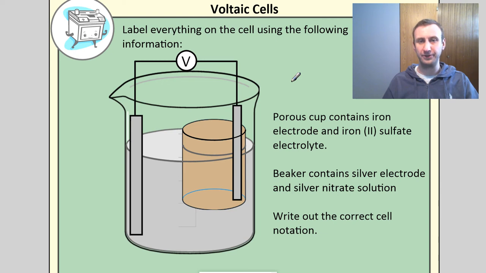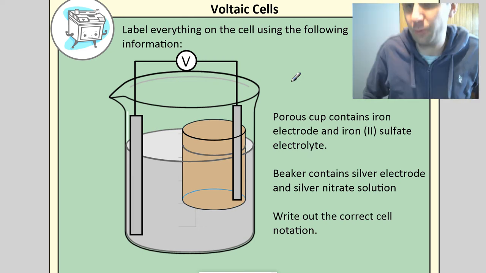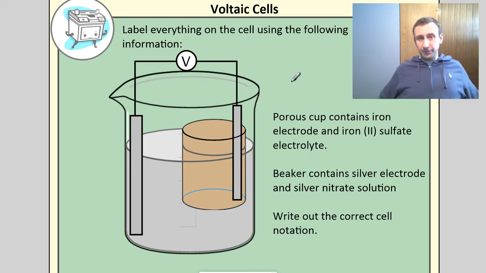Labeled everything on the cell using the following information. You could try this one out as well. What I would suggest you do is first try it out really quick. See if you can build the cell on your own by making the major entities, analyzing the half reactions, and then try drawing this, and then come back to this video and see how you do. So what I have is, within the porous cup, iron, and then an iron 2 sulfate electrolyte. And then outside of the porous cup, in the rest of the beaker, I have a silver electrode and silver nitrate solution.